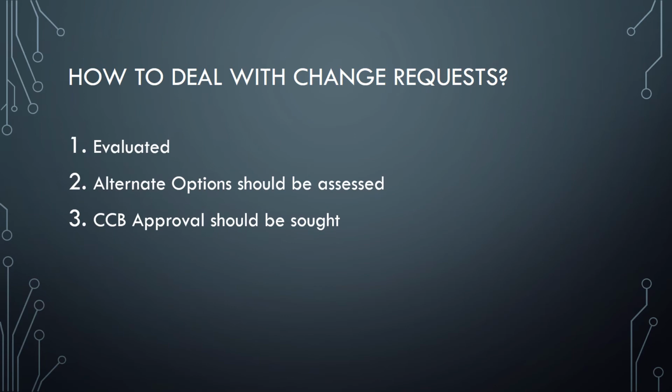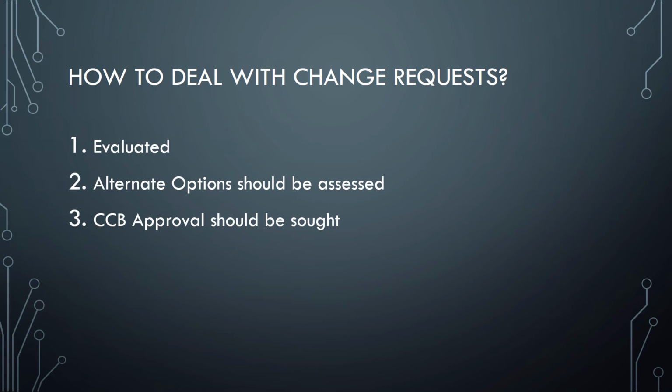So you go to the CCB, be it a meeting, be it a virtual meeting, whatever it is, you go to the CCB, the change control board that is. And if you're wondering what the change control board is, like I said, I'll link to the playlist about change management in the description. Go over that. You'll learn what the change control board is, what the CCB is, right? So the third step in how you deal with change requests is, once you have done your evaluation, once you have assessed the alternate options, the third thing to do is to go to the CCB meeting, the change control board meeting, and seek their approval to execute the change.